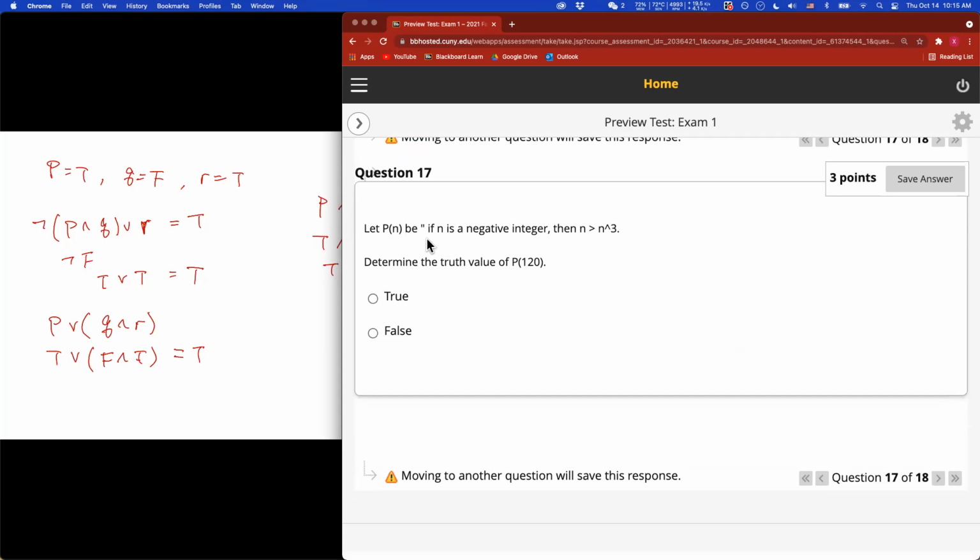Okay, so here you have a propositional function. P(n) is defined as: if n is a negative integer, then n is greater than n cubed. Now I ask you to determine the truth value for P(120). Is it true or false? It will be true. The statement only tells you what happens if n is negative. It doesn't tell you anything when n is positive, so it's always true.